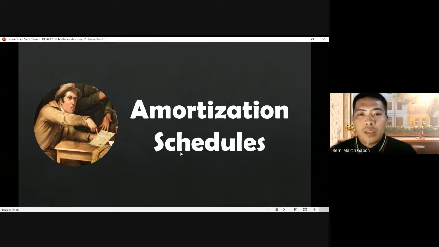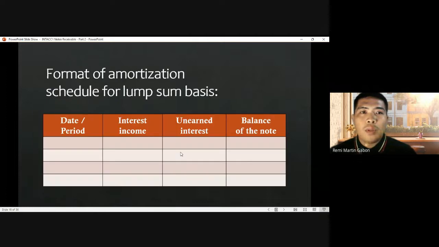For amortization schedules, yung format that we're going to use for a lump sum basis, okay, almost the same with what I have presented yesterday. The only difference is instead of discount on notes receivable, what I present here is unearned interest. Okay, unearned interest.